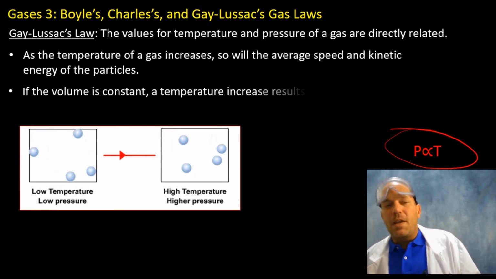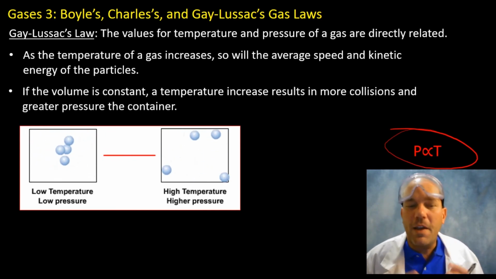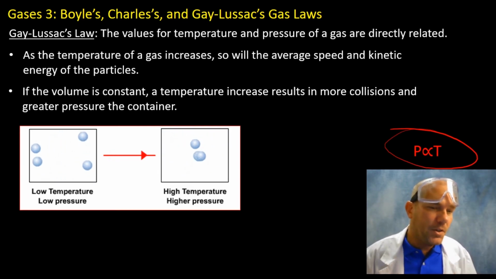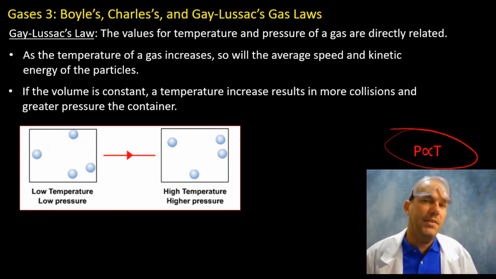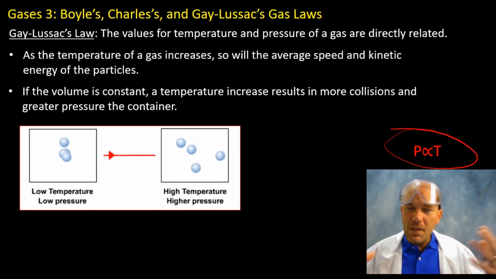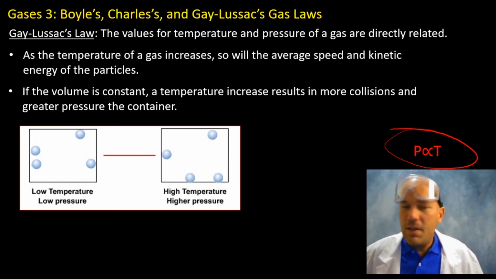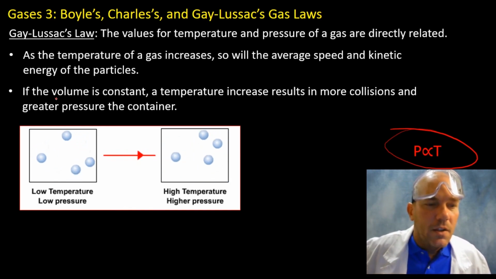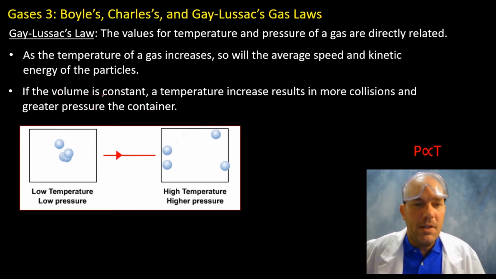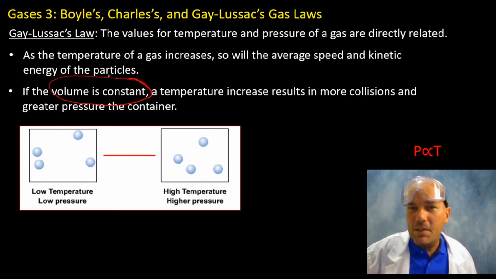If we look at this animation here, you can see on the left we have low pressure, low temperature. Why is it low pressure? That depends on the number of collisions that are occurring inside of the container. Now, as with the other two laws, we're seeing something must be held constant here. In this case, volume is held constant.